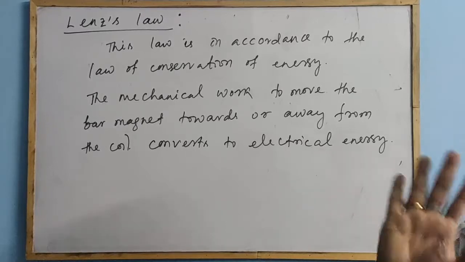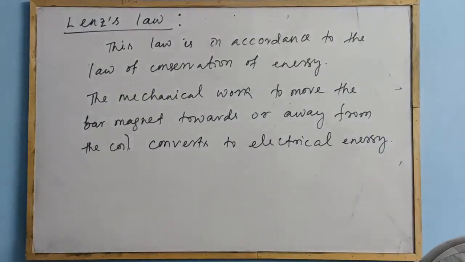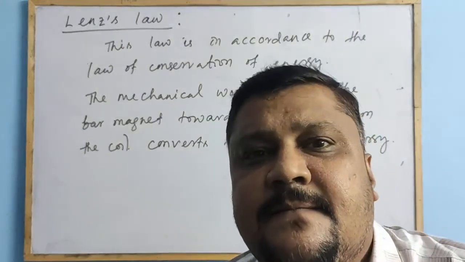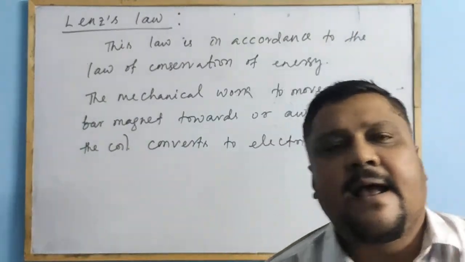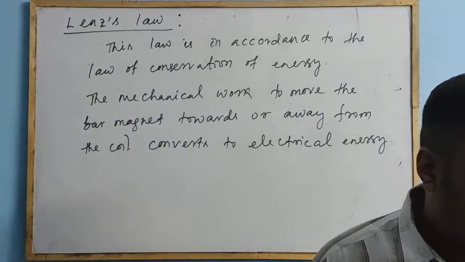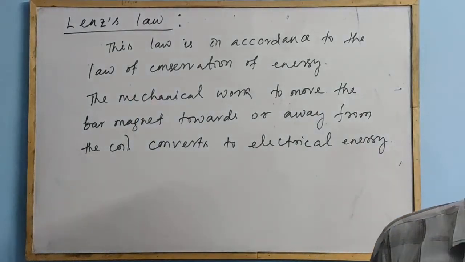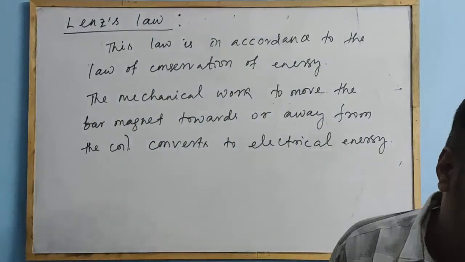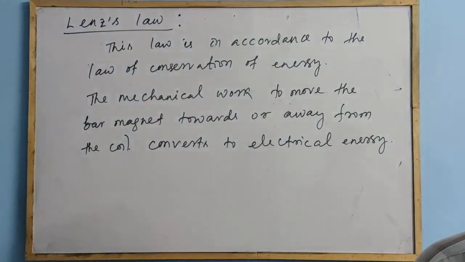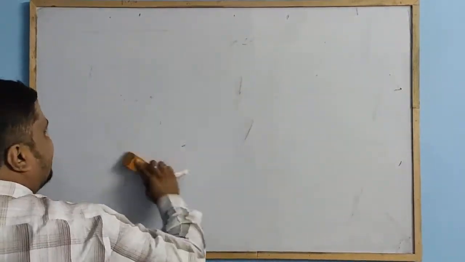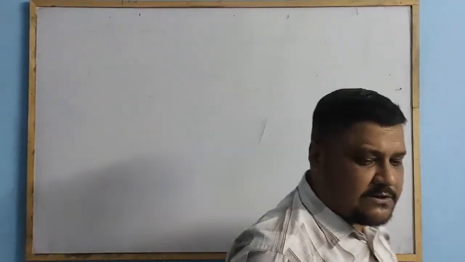So in this total discussion, what we say is that the magnetic flux linked with the closed loop increases, and the current in the loop is anticlockwise. Yes or no? Because according to the Lenz law, it opposes. And if the magnetic flux linked with the closed loop decreases, the magnet goes away from the coil, then the current in the loop is clockwise. Okay. So this is about your Lenz law, and the Lenz law is in reference to the law of conservation of energy. Clear?